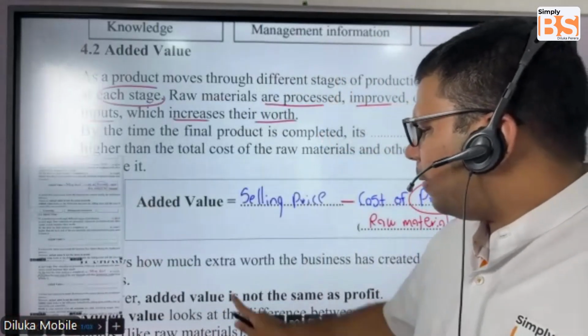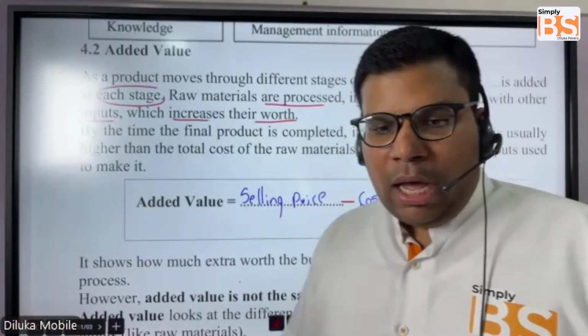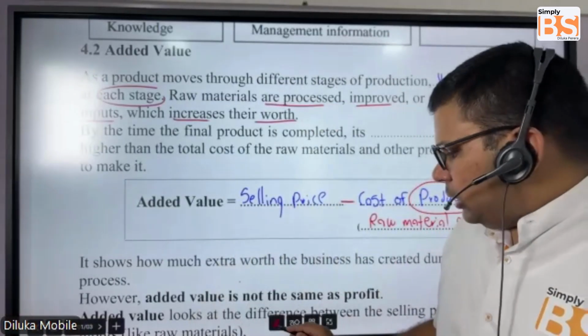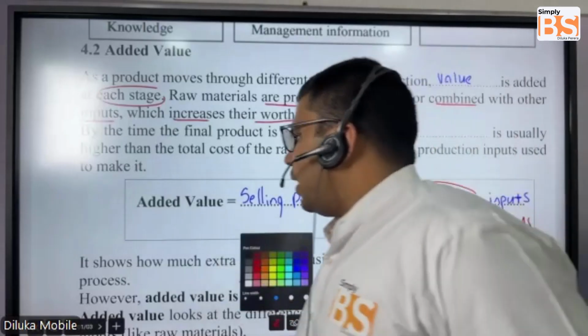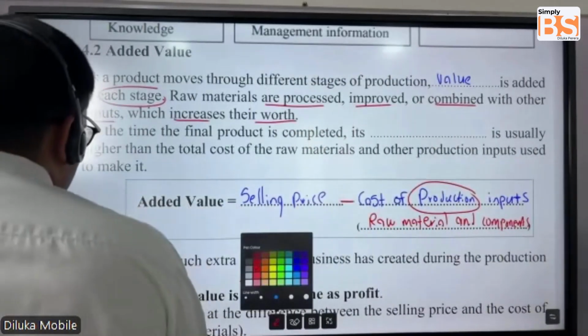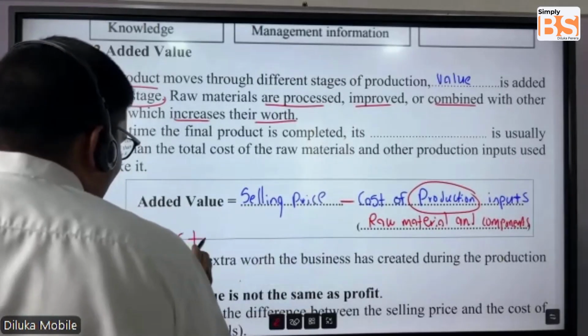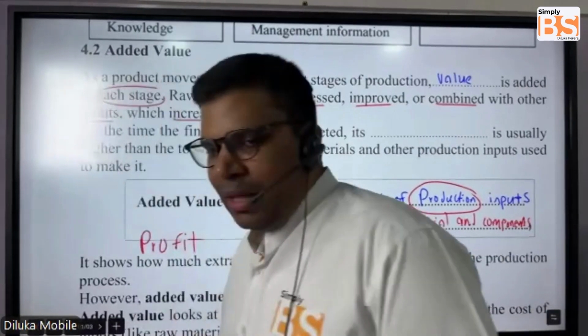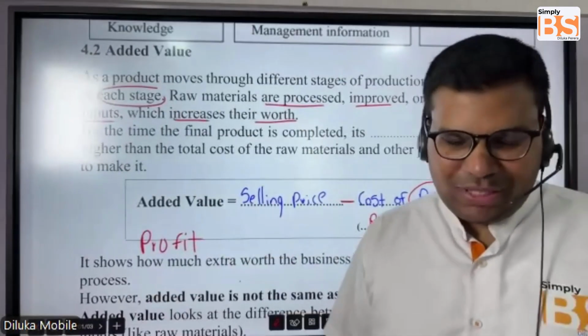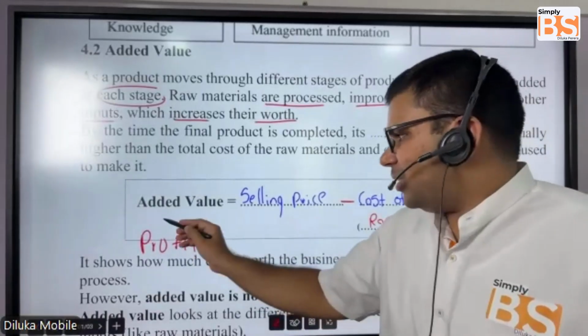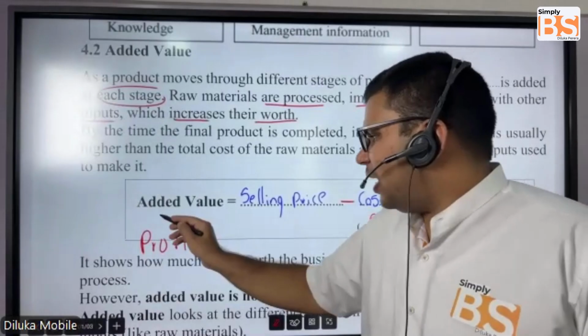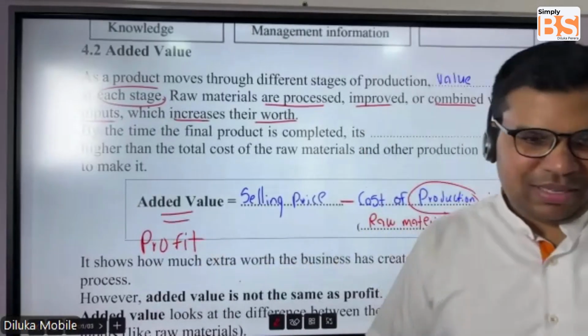Now, some students think added value and profit are the same concepts, right? Added value and profits are the same concepts.